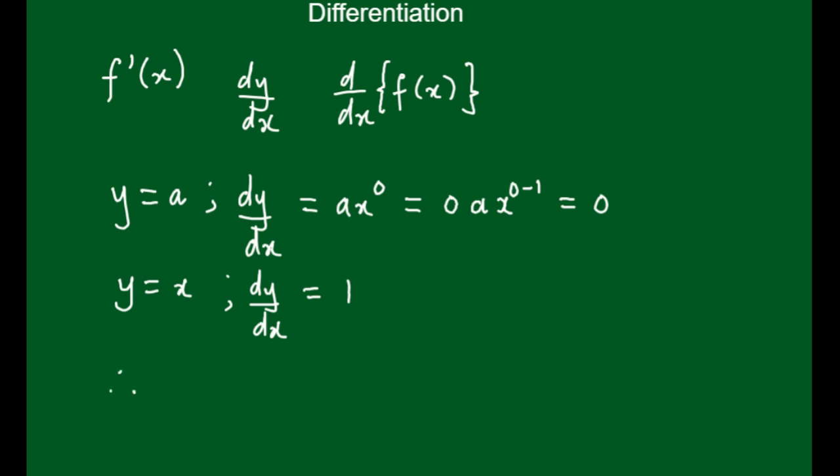So we can summarize this and say that if y is equal to x to the power of n, then dy dx or f prime of x is equal to, you bring down the power n, it becomes the coefficient, and you subtract 1 from the power. So let's move on and look at an example.